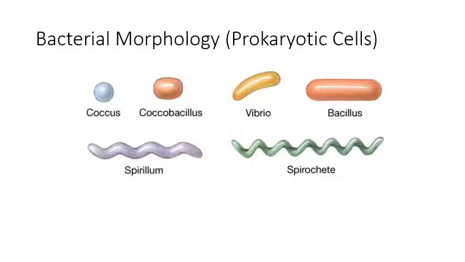So coccus is just a sphere-shaped bacterium. A coccobacillus is one that's not quite totally sphere-shaped. It's a little bit oblong. A bacillus is one that's rod-shaped. And then a vibrio is one that's kind of like a curved rod, so it's not a totally straight rod. And then spirillum and spirochete are ones that have this kind of like circular spiral or coiled pattern to them, right? So those are the basic bacterial shapes that we should be familiar with.